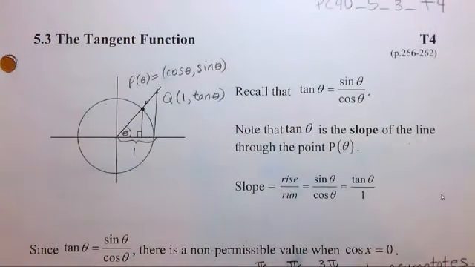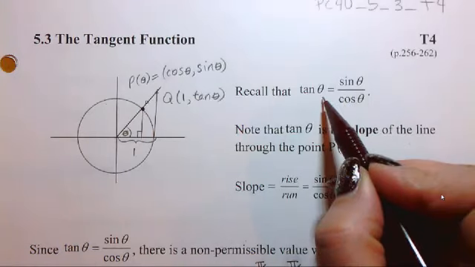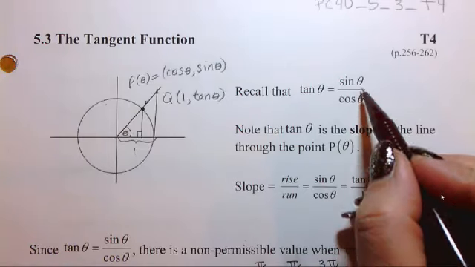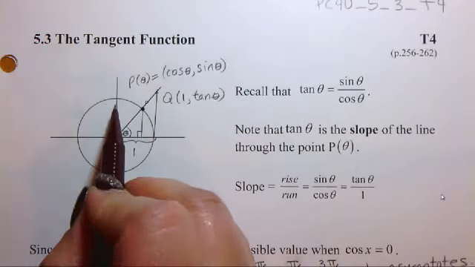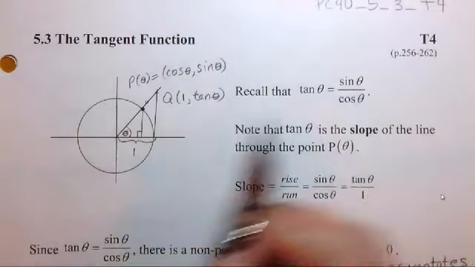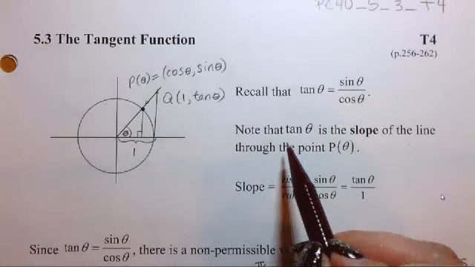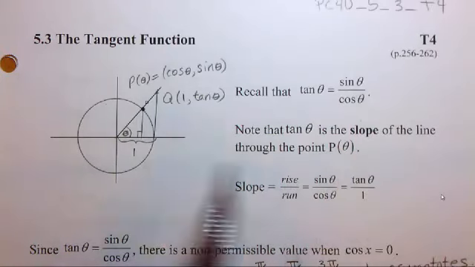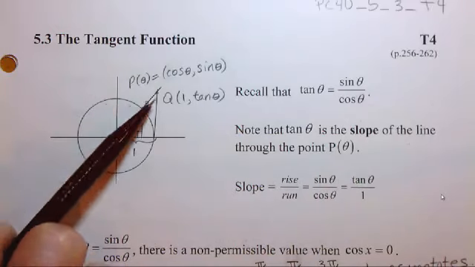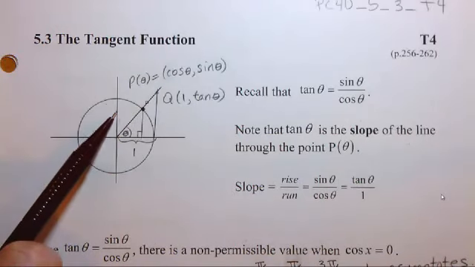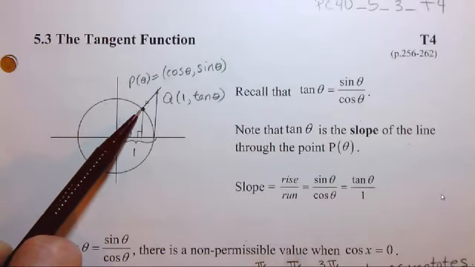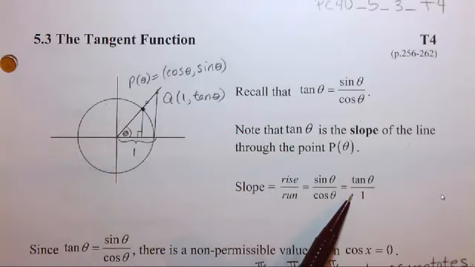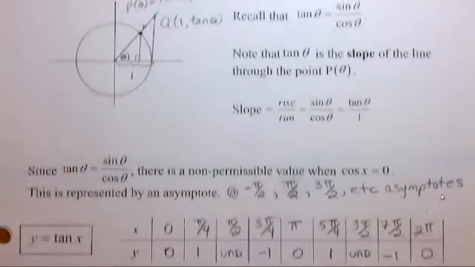So what the tangent function is, if you recall that tan theta is sine theta over cos theta, and where sine represents the y values and cos represents the x values, we're going to see that tan theta is the slope of the line through the point P0. So you see here how our rise is going to be the sine value and our run is going to be the cos value. So when you put them together as the slope, you end up with tan. Okay, so that's where tan theta comes from.